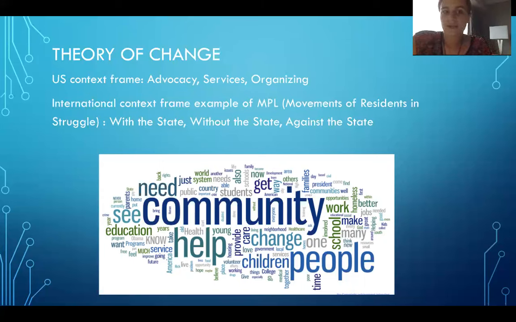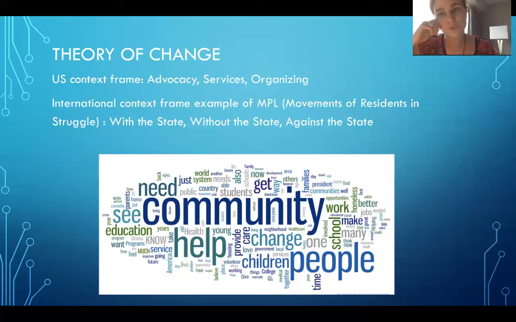I also want to layer in an example of an international context frame. This example is from the MPL, which roughly translates, especially for those of us who do not speak Spanish, as movements of residents in struggle. So I got the chance to learn through Mi Gente and the Not One More campaign that we're going to talk about a little bit more today, some about the work that's happened in Chile with the MPL.